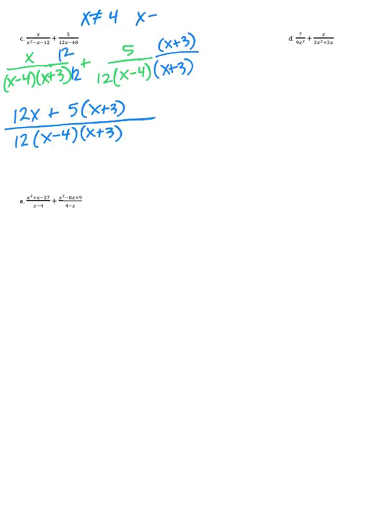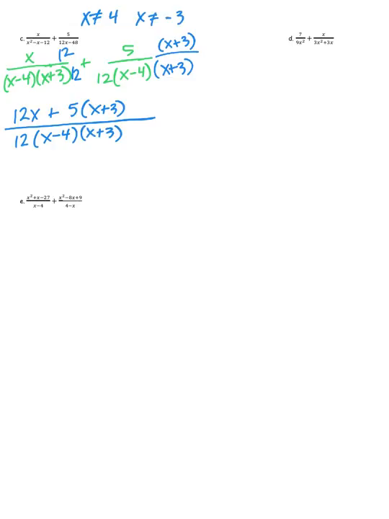And then this side would need a 12. And so now our common denominator is going to be 12 times x minus 4, x plus 3. And so then combining our numerators, we would have a 12x plus 5 times x plus 3. At this point, you should kind of pick up on some patterns and you should immediately see that your domain restrictions, x cannot equal 4 and x cannot equal negative 3.